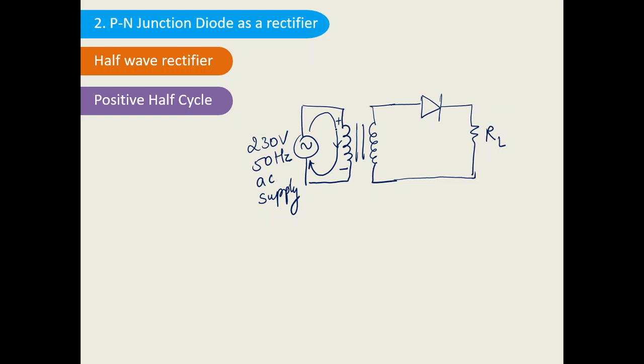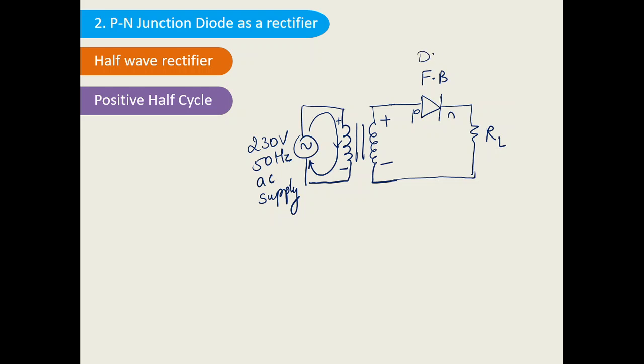During the positive half cycle, I am considering the current flowing in this direction, from positive to negative in the downward direction. Since it is a transformer, the same polarity will be induced. This is going to be positive, and this will be negative. This is the P type semiconductor, and this is the N type semiconductor. Positive is connected to the positive terminal, negative is connected to the negative terminal. That means this diode is forward biased.